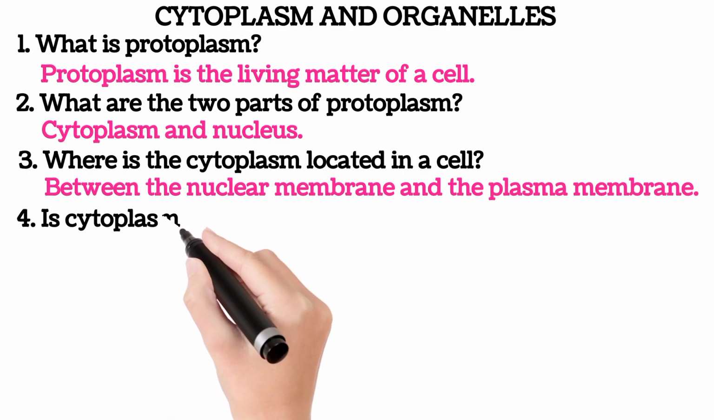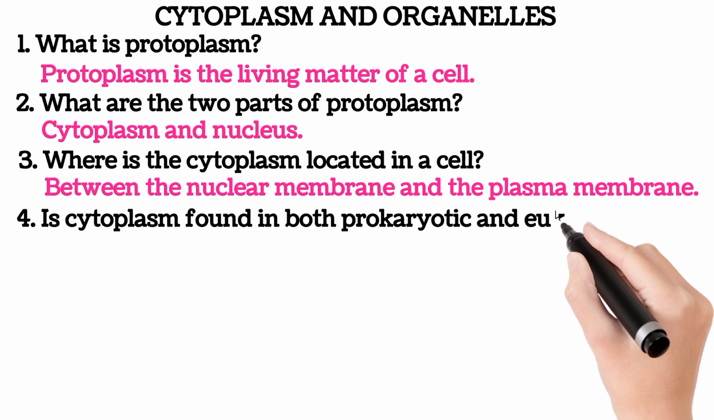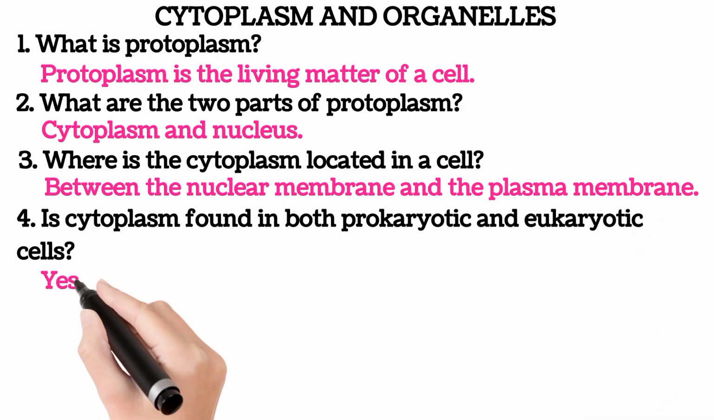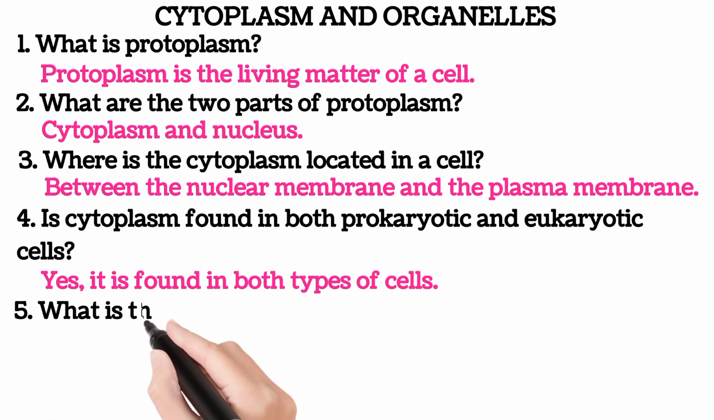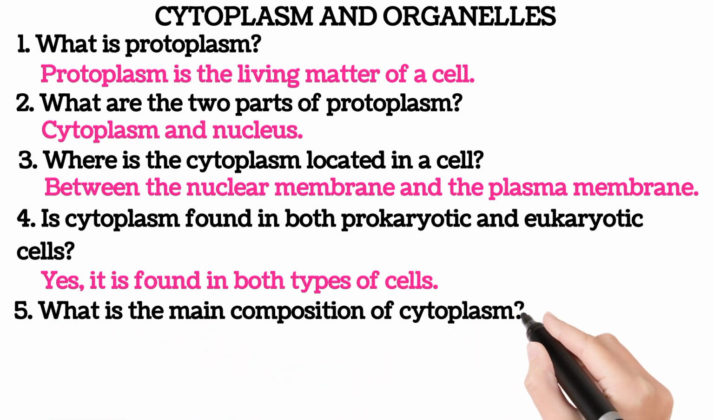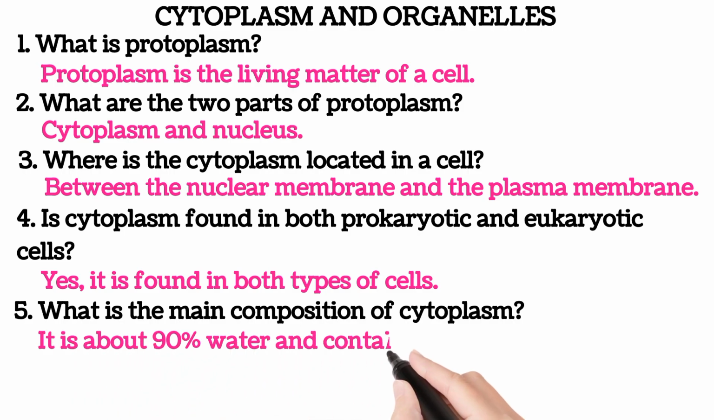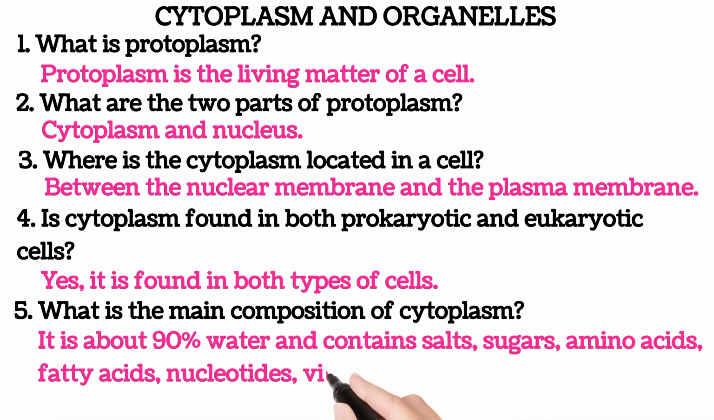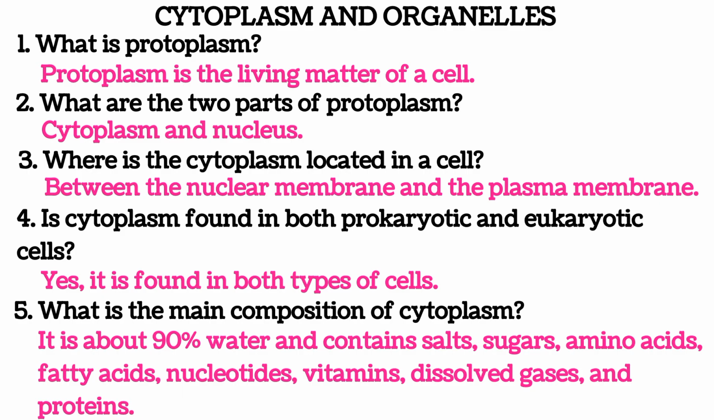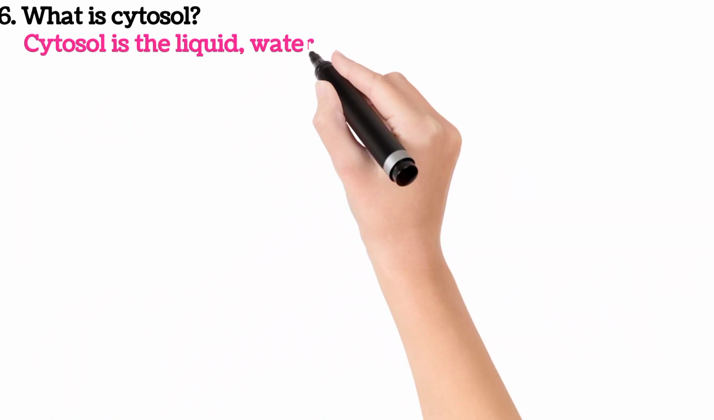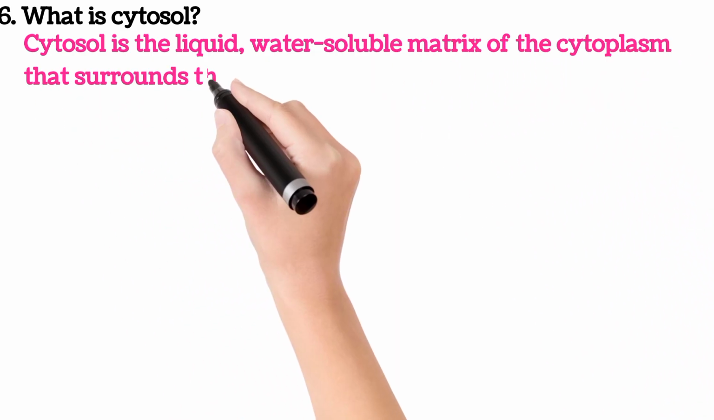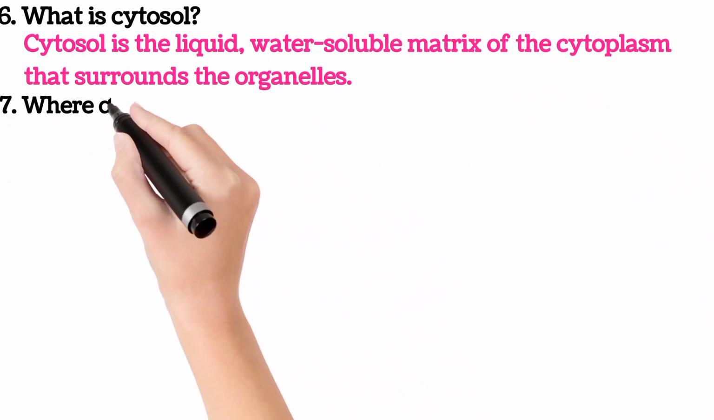Is cytoplasm found in both prokaryotic and eukaryotic cells? Yes, it is found in both types of cells. What is the main composition of cytoplasm? It is about 90% water and contains salts, sugars, amino acids, fatty acids, nucleotides, vitamins, dissolved gases, and protein. What is cytosol? Cytosol is the liquid, water-soluble matrix of the cytoplasm that surrounds the organelles.